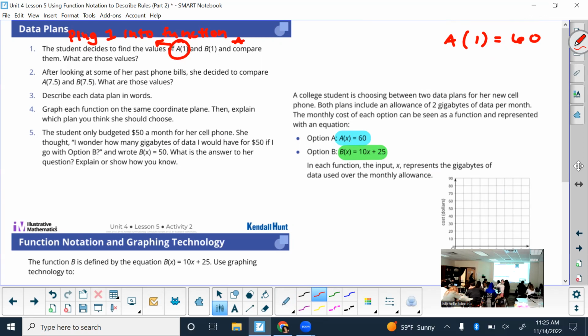Now find B of 1. So what is B of 1 telling me to do? Good, what are we plugging in? But what number are we plugging in? 1. Okay, so then plug 1 into function B and figure out what the output is.